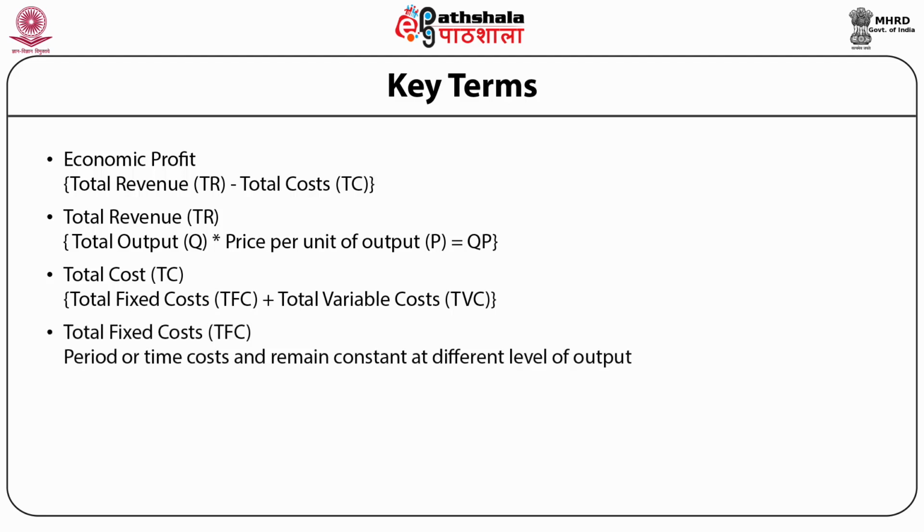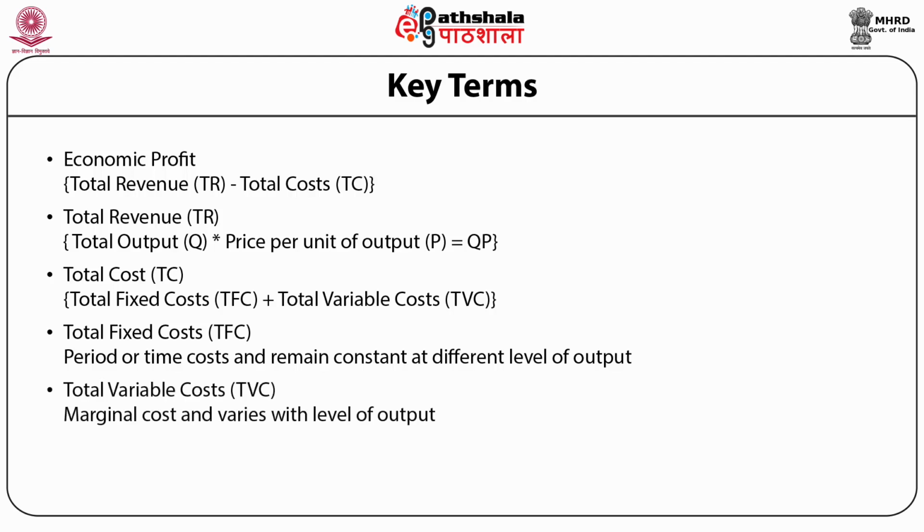Total fixed cost is also known as period cost or time cost. It remains constant at different levels of output. Fixed costs do not change with the change in the level of activity, whereas total variable cost, also known as the marginal cost, varies with the level of output. It increases with the level of output as well as it decreases with the decrease in the level of output.